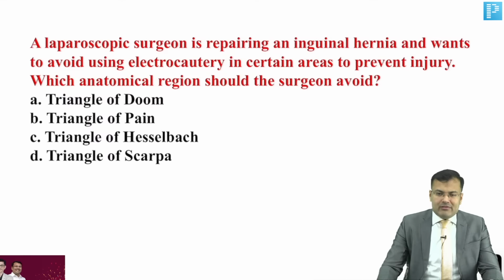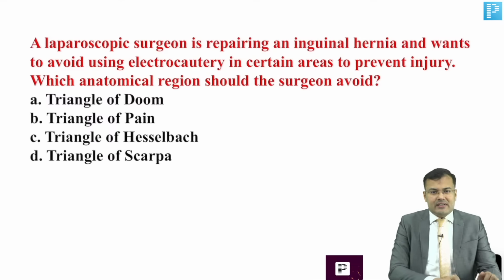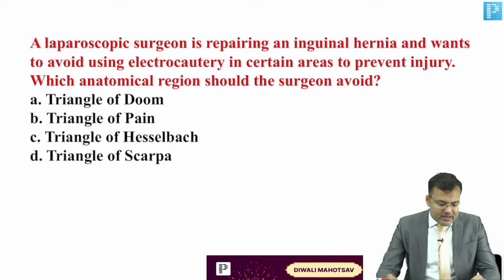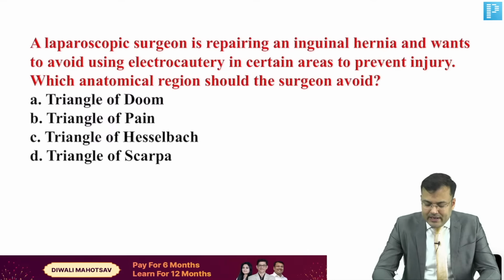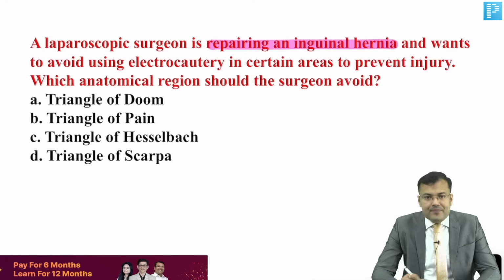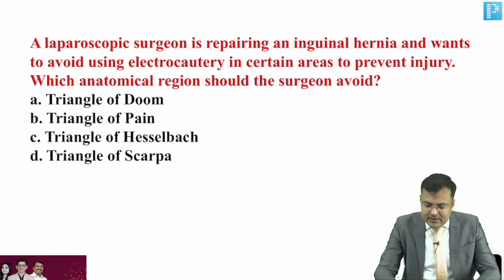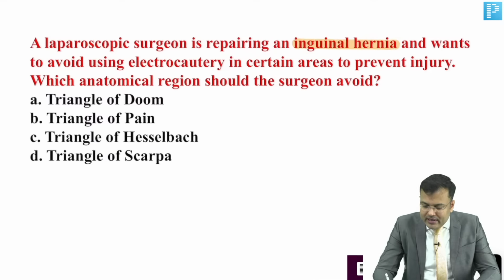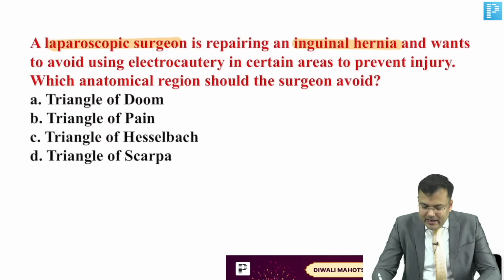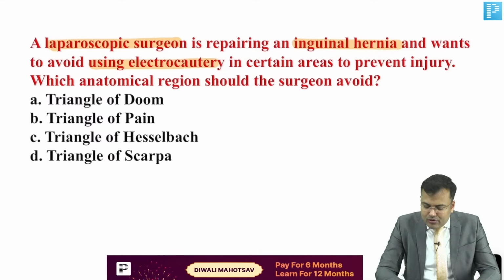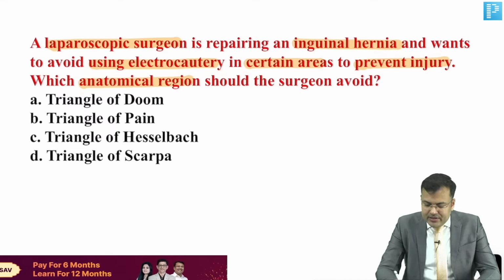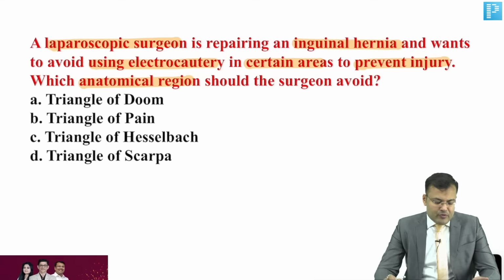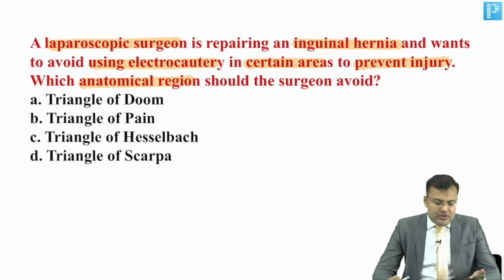Okay. Now this question is very, very easy, guys. Tell me the correct answer. A laparoscopic surgeon is repairing an inguinal hernia and wants to avoid using electrocautery in certain areas to prevent injury. Which anatomical region should the surgeon avoid?